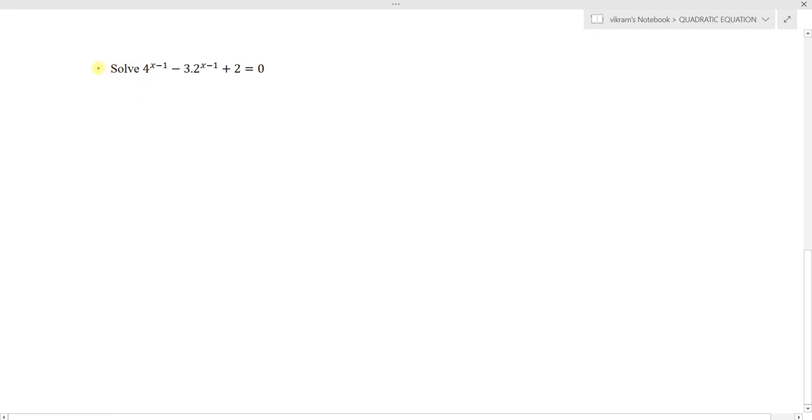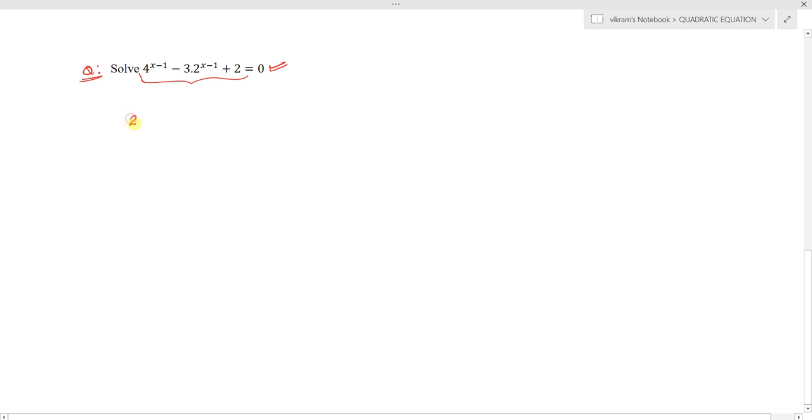The next question is solve 4 power x minus 1 minus 3 into 2 power x minus 1 plus 2 equals 0. Okay, this is the equation and it asks us to find the values of x which satisfy this equation. So we cannot directly find the solution for this one. By making some suitable substitution, we need to convert this into a quadratic equation.